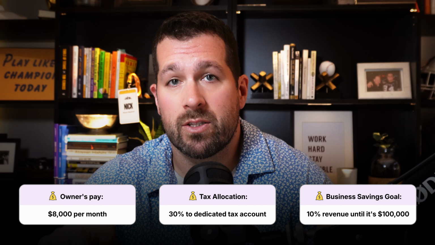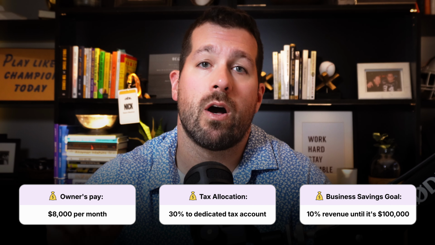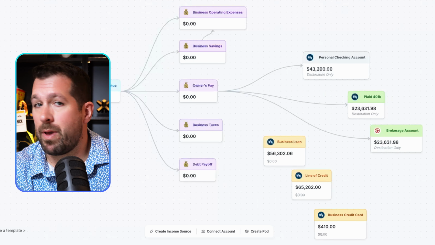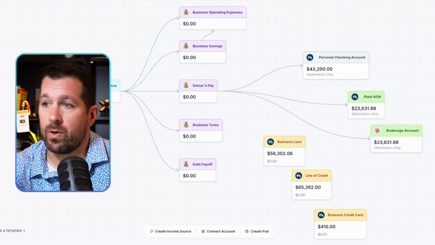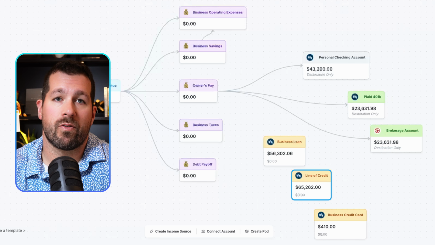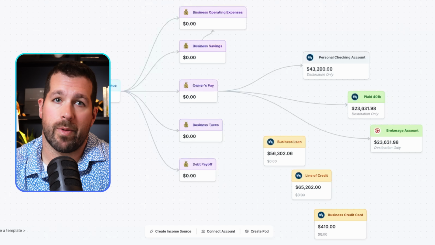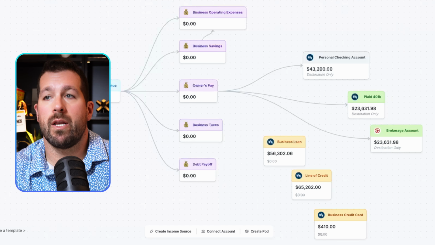For the business savings, they're putting 10% of their money until it reaches $100,000, and I'll show you exactly how we do that. Their business credit card is $1,500 for fixed monthly debt payment, and they want to make sure that everything else is going towards that business loan and the line of credit. And the business operating expenses get the remainder of all of those funds that come in on a monthly basis. This gives us a clean, prioritized system.